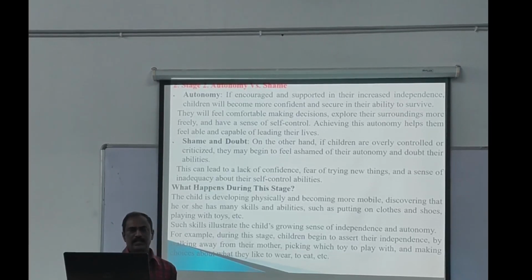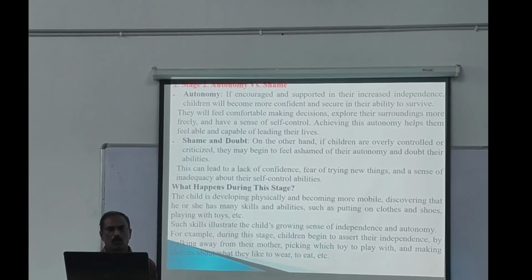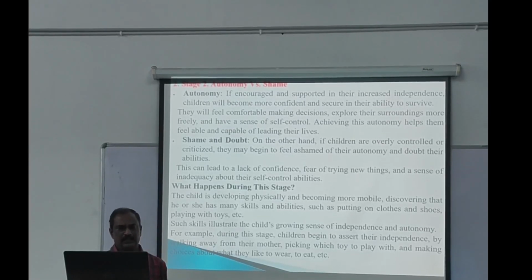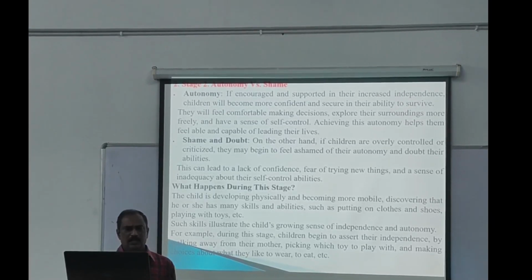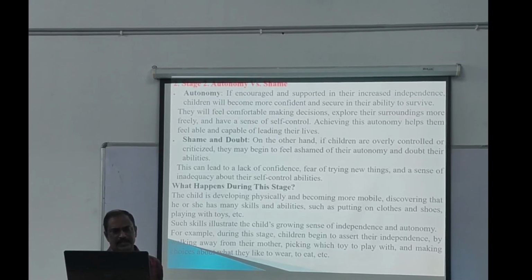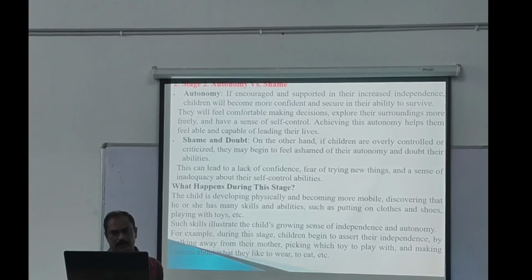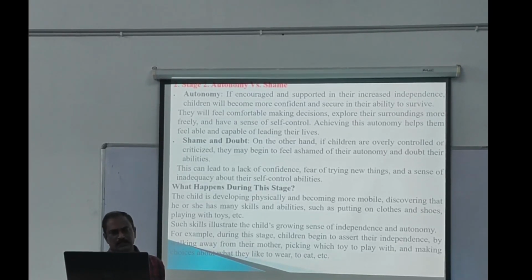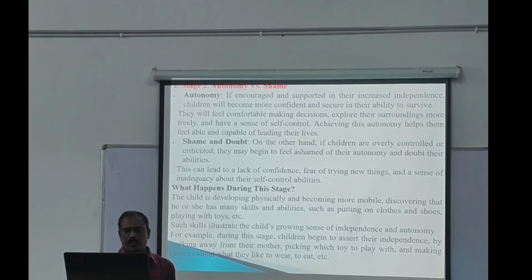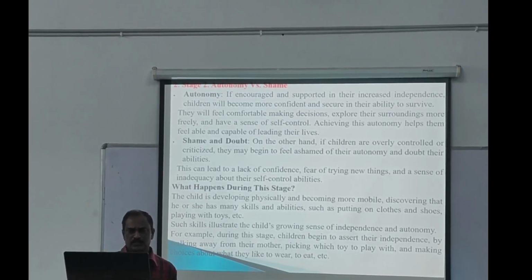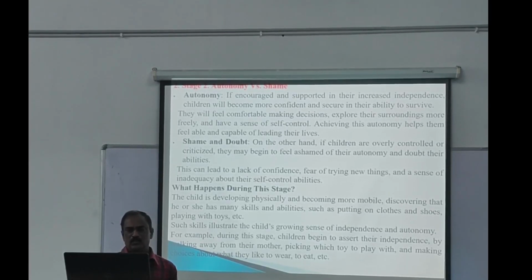So what happens during this stage? The child is developing physically and becoming more mobile, discovering that he or she has many skills and abilities, such as putting on clothes and shoes, playing with toys, etc. Such skills illustrate the child's growing sense of independence and autonomy. For example, during this stage, children begin to assert their independence by walking away from their mother, picking which toy to play with, and making choices about what they like to wear, what they like to eat, etc.